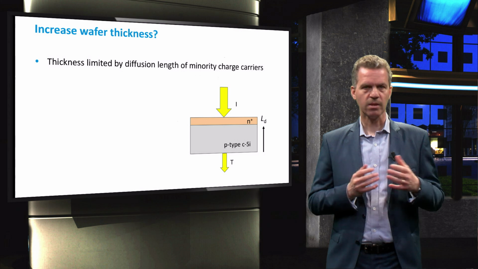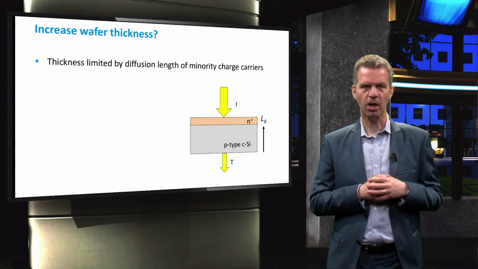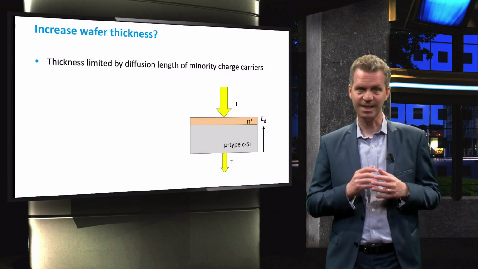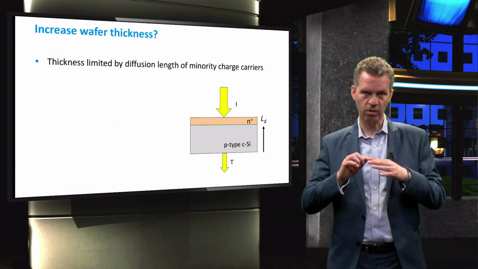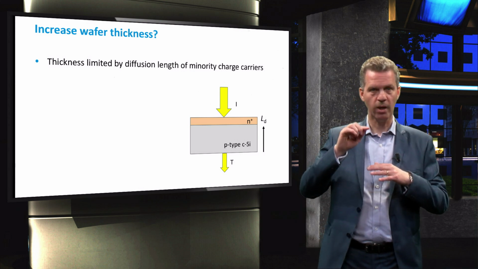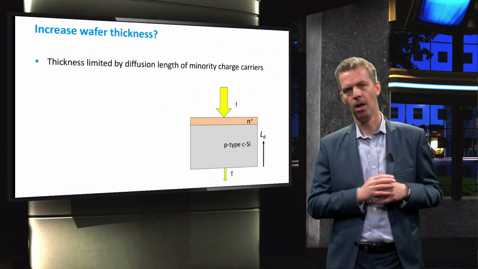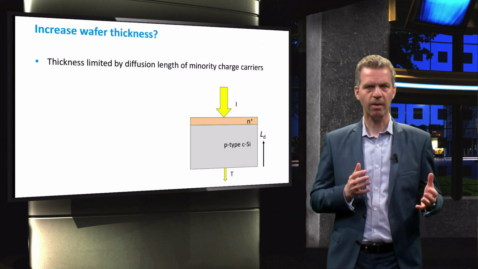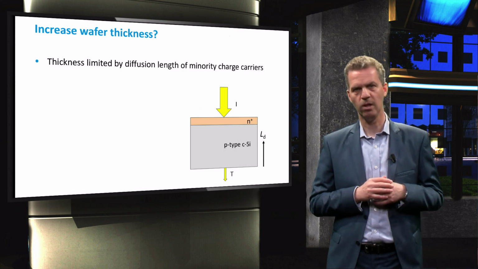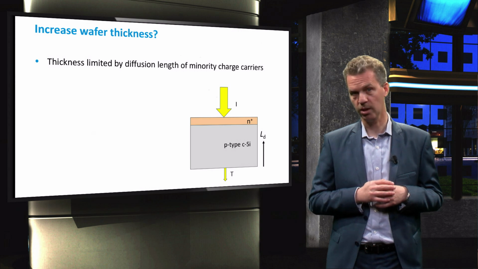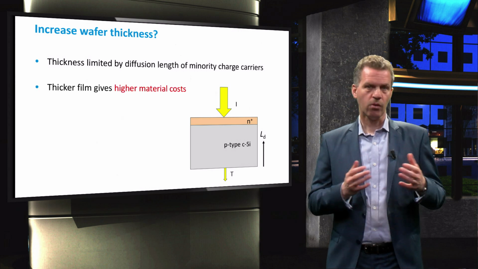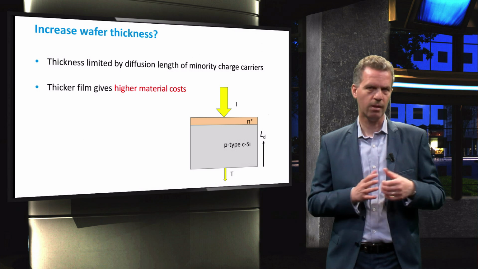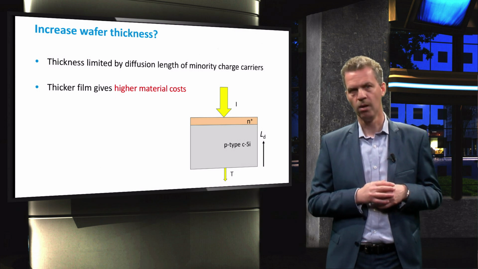However, the maximum thickness of the wafer is limited by the diffusion length of electrons in p-type silicon, as these electrons need to travel from the point of generation all the way up to the front surface. It would not make sense to generate electron-hole pairs close to the back surface when these electrons will likely not reach the p-n junction at the front. Of course, material costs are higher if more material is used, but we neglect cost issues for now.